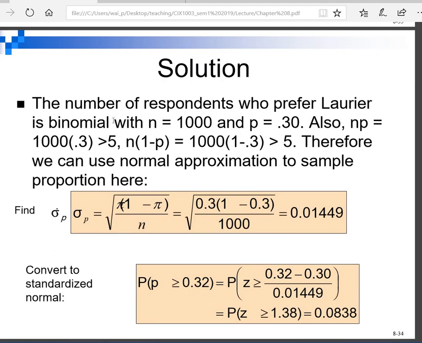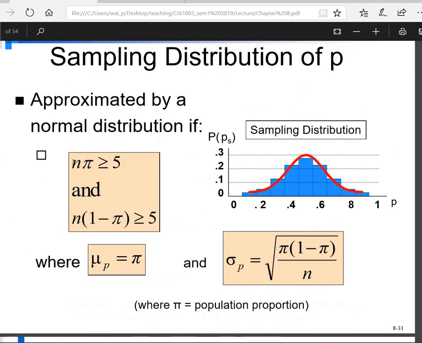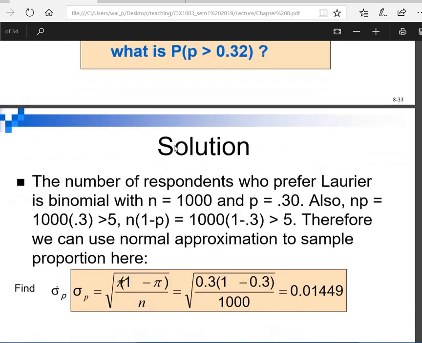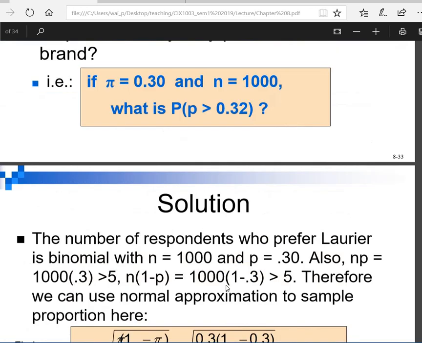First, we have to check whether we can use the z value for population proportion or not. How do we check? n multiplied by P should be greater than or equal to 5. n multiplied by pi should be greater than or equal to 5. n multiplied by 1 minus pi should be greater than or equal to 5. So 1,000 multiplied by 0.3, we get greater than 5. n multiplied by 1 minus pi, we get 1,000 multiplied by 0.7, which is greater than 5. Therefore, we can use this formula.